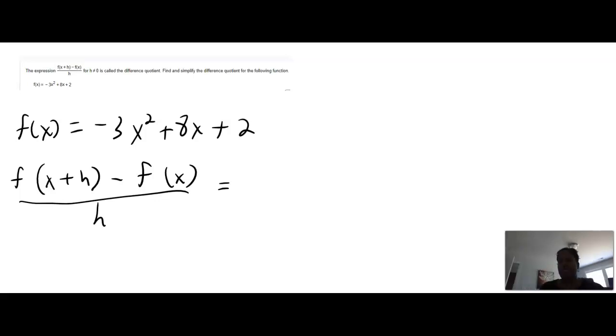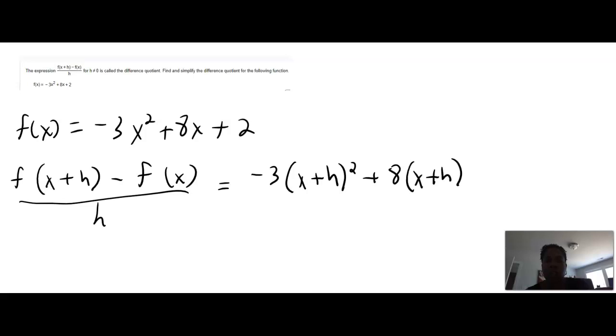So in finding f of x plus h, we're going to substitute x plus h in place of all the x's in f. So it would look like negative 3 parentheses x plus h squared plus 8 parentheses x plus h plus 2. Now this piece we are going to have to come back and simplify, but this piece by itself is what f of x plus h equals.